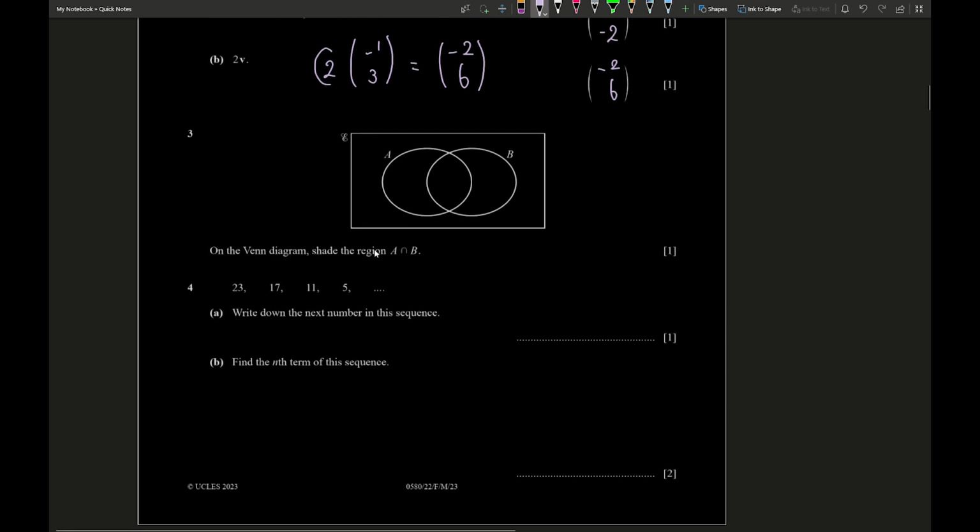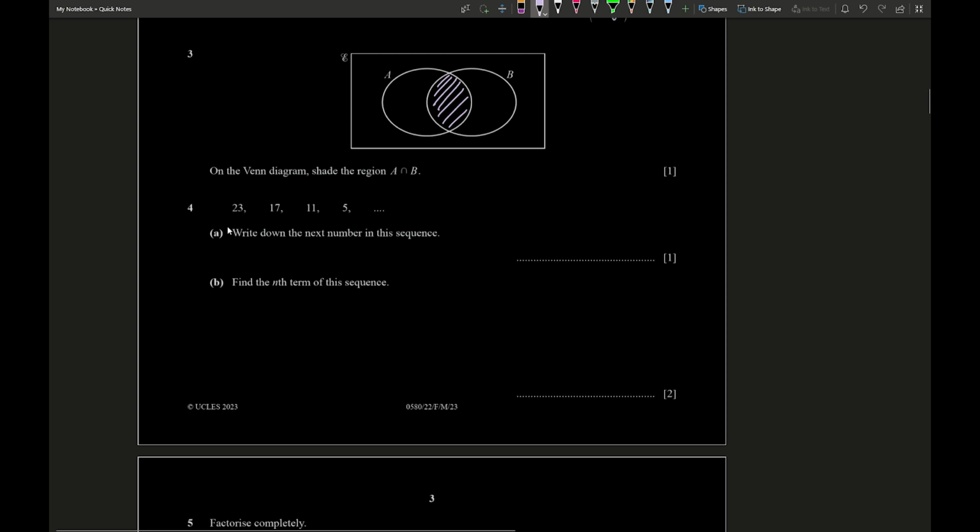On the Venn diagram, shade the region A intersection B. What does that mean? Well, we're given two sets, set A and set B, and we're asked to find the intersection between these two sets. It's actually pretty obvious where the intersection is. It's just this region right here. You don't even need that much brain cells to solve this question. On to question number 4.